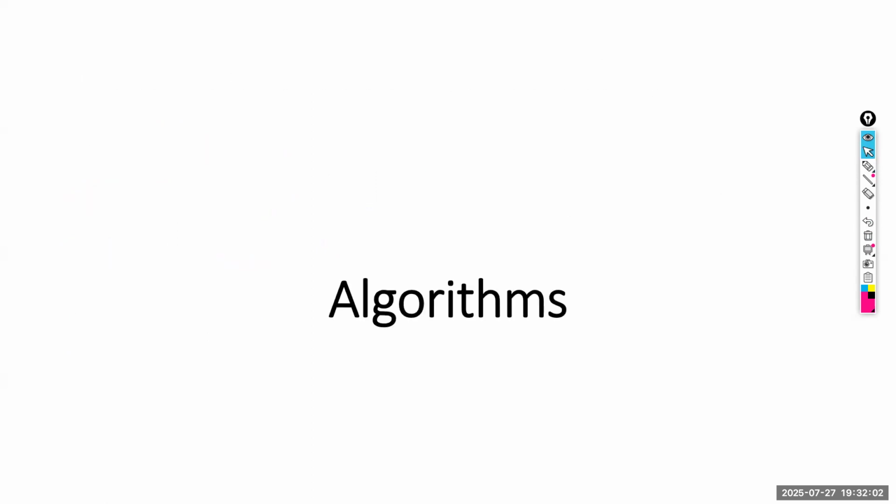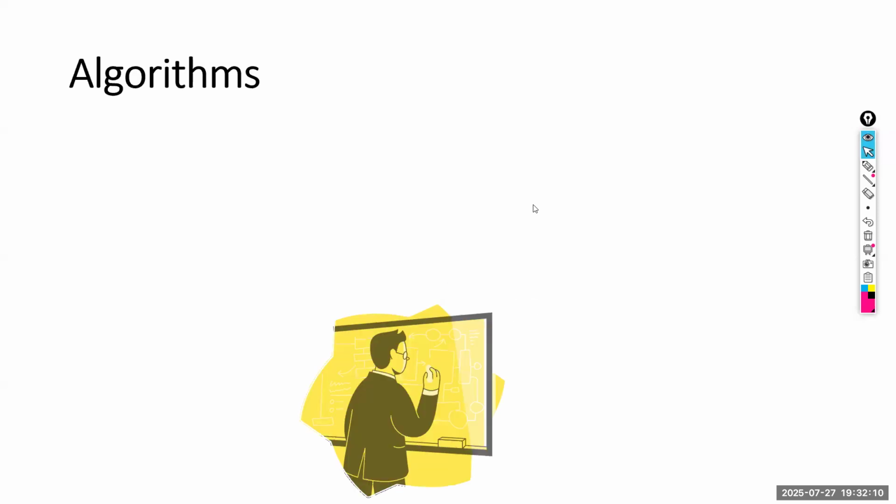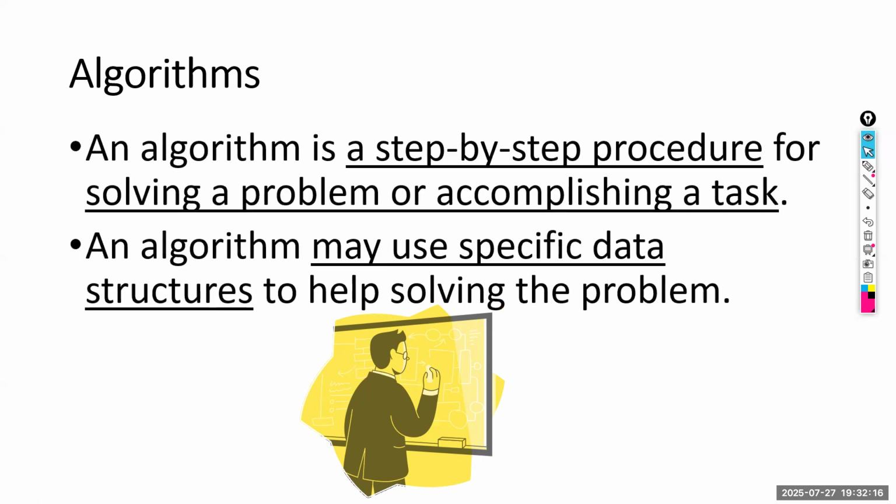Right. Then the algorithms. So algorithms are processing logic. Algorithms are different processings. A step-by-step procedure for solving a problem or accomplishing a task. So how do you accomplish that task? By processing.